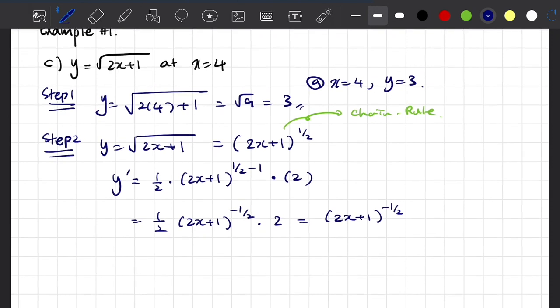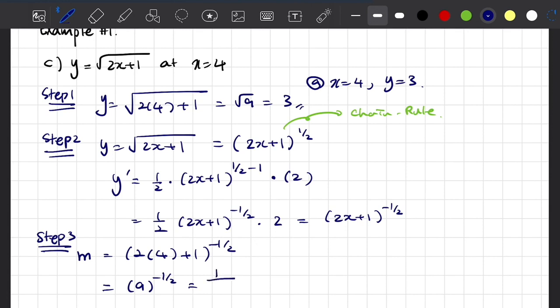Then we can find the slope, which is step 3. Right? We need to use the derivative to find the slope at x equal to 4, right? So we do (2 times 4 plus 1) to the power of negative 1/2. And this is equal to 9 to the power of negative 1/2. And this is the same as 1 over square root of 9, so the slope is 1/3.